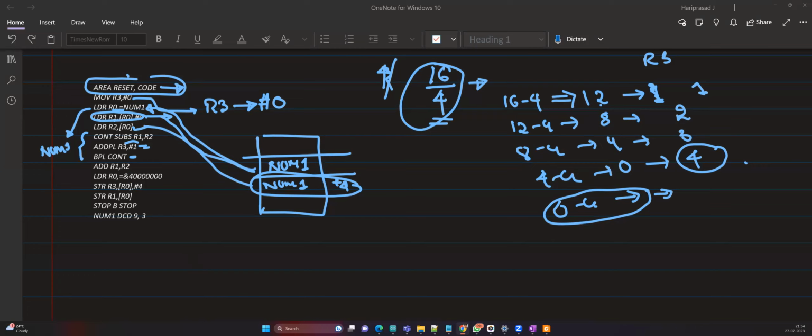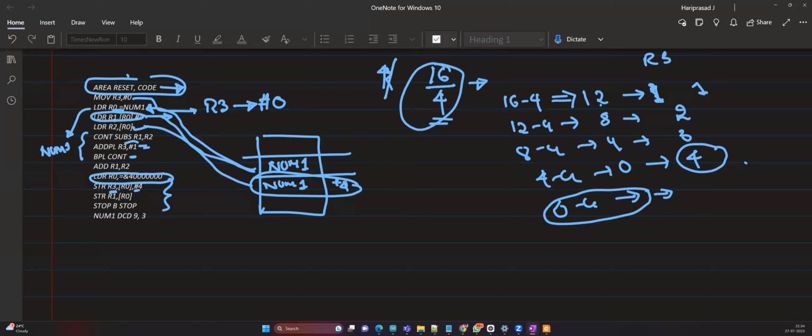Got it, sir. So here, finally, I'm loading some address. I'm saying R0 is loaded with the address, a 32-bit address, 4000. And I'm saying that R0 plus that address will store the value of R3. R3 is the result, so finally I'm storing the R3 result.